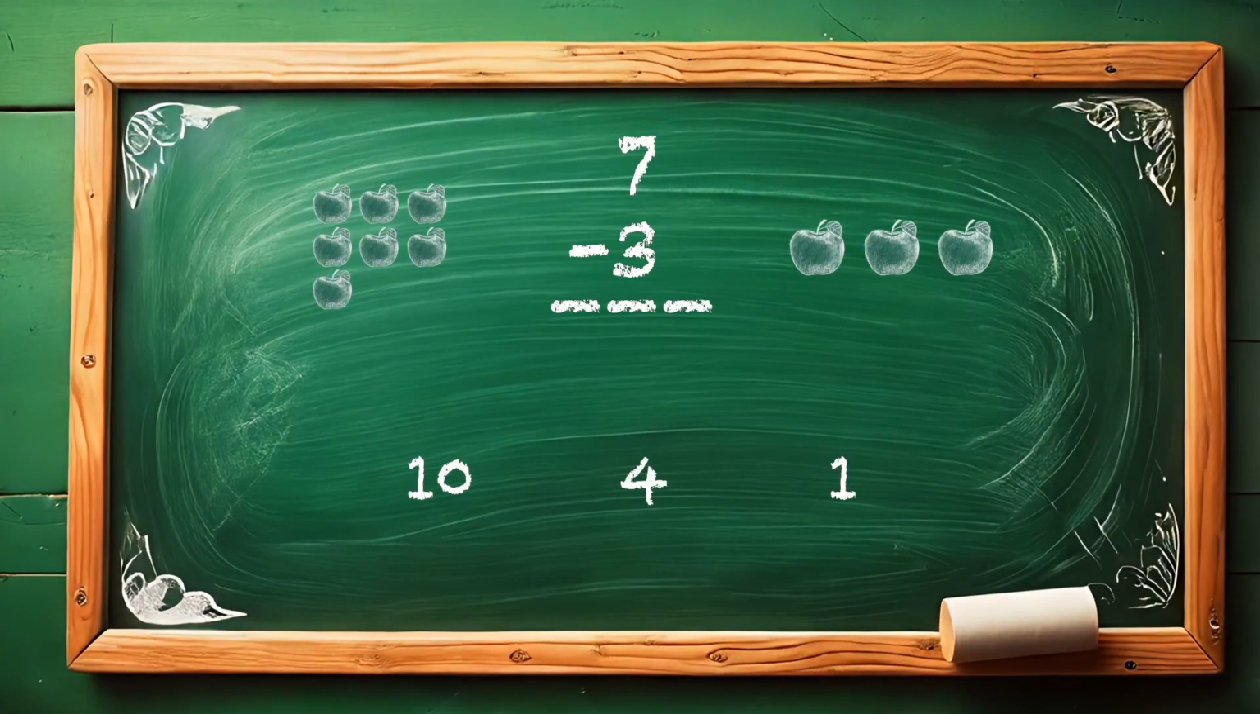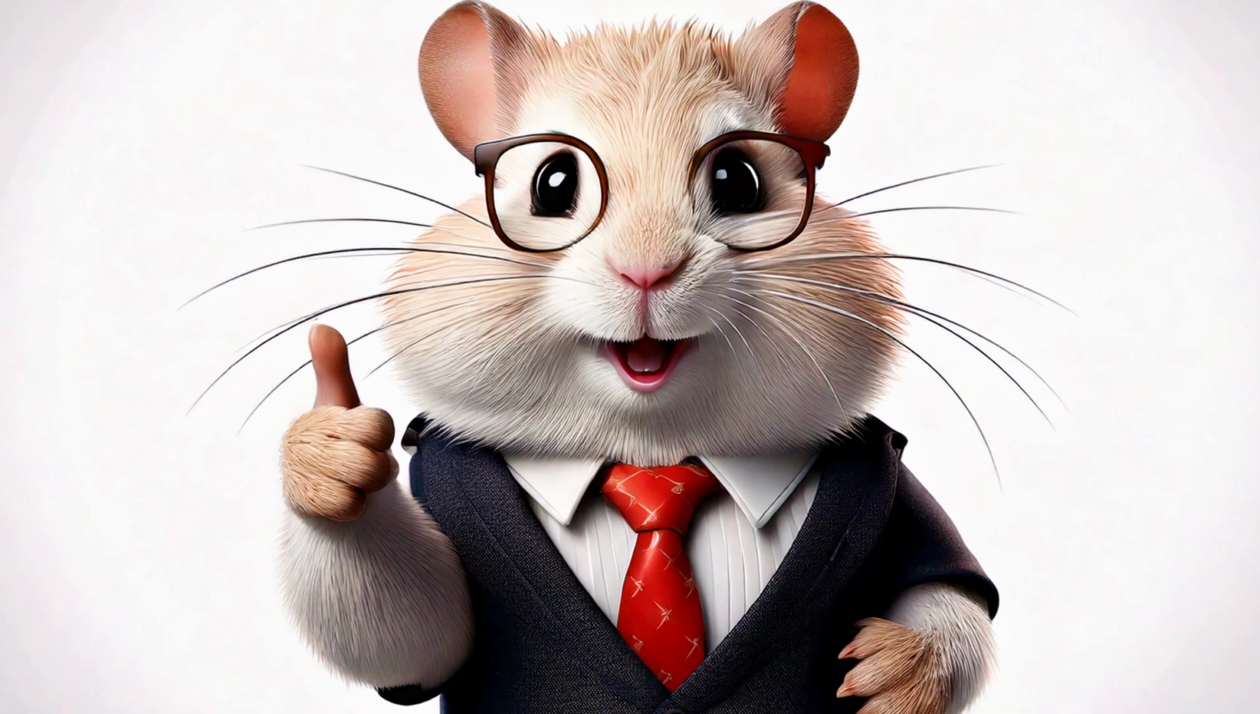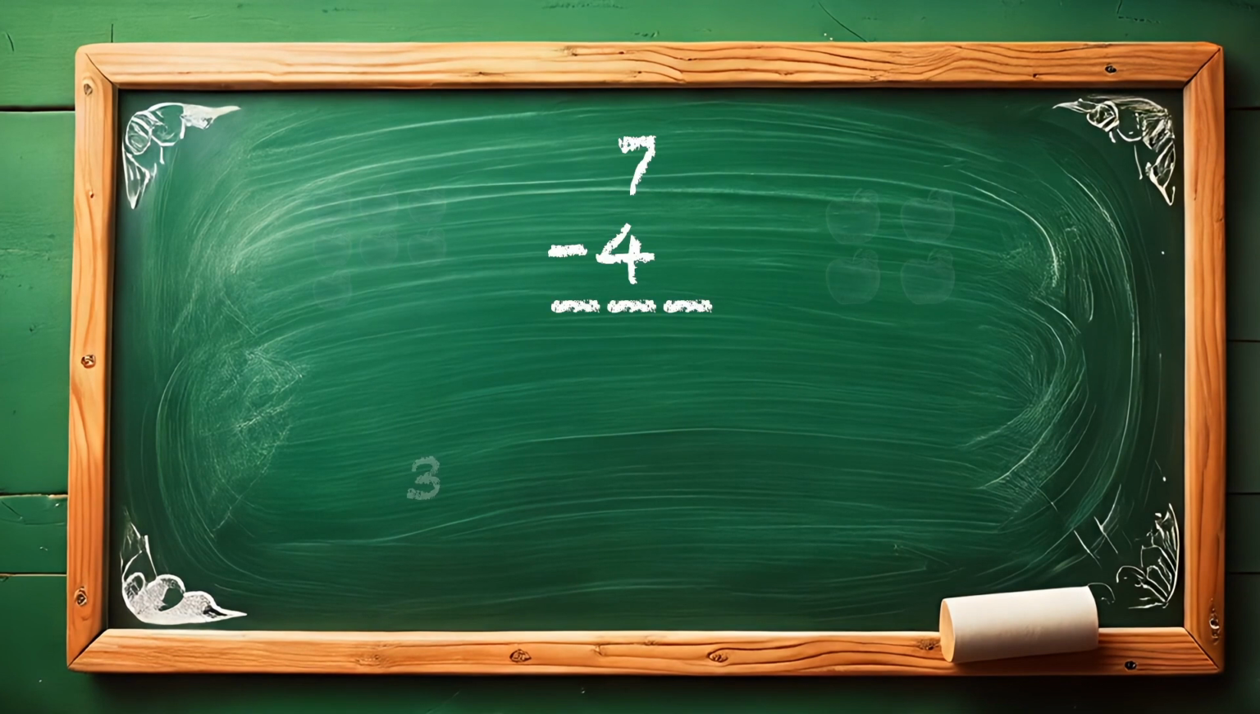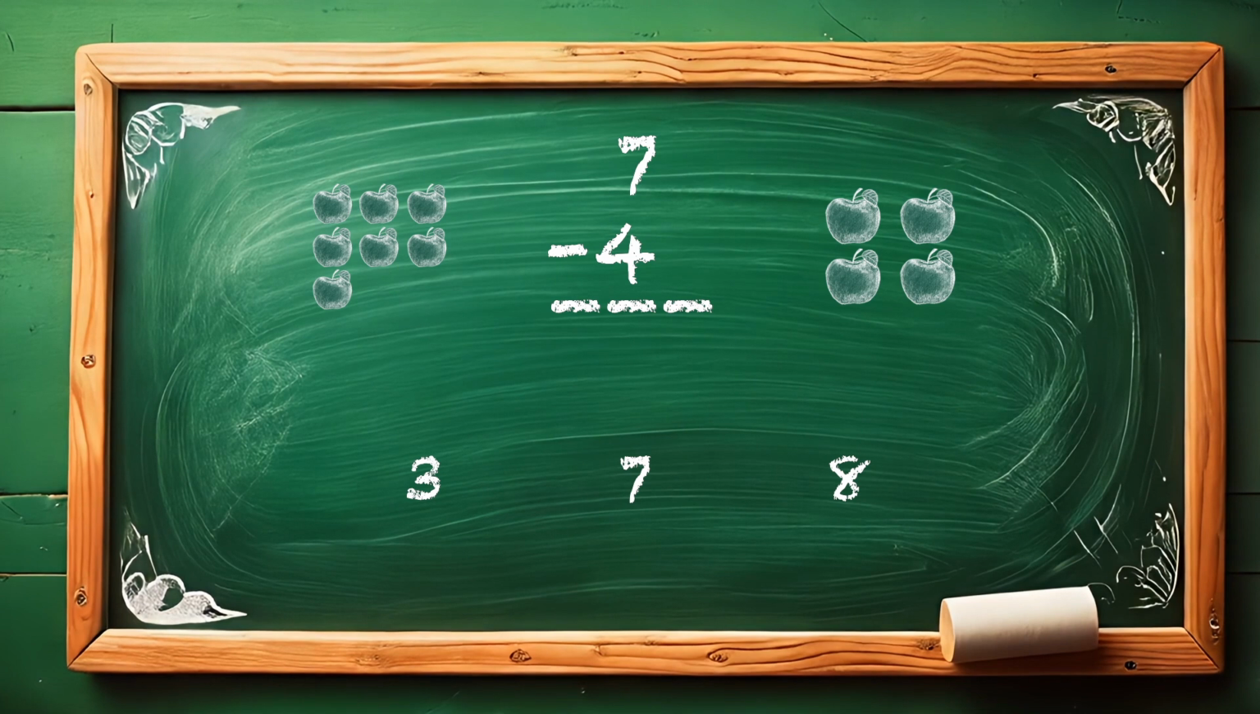If you have 7 apples and you take away 3, do you have 10 apples, 4 apples, or 1 apple left? 7 minus 3 equals 4. If you have 7 apples and you take away 4, do you have 3 apples, 7 apples, or 8 apples left? 7 minus 4 equals 3.